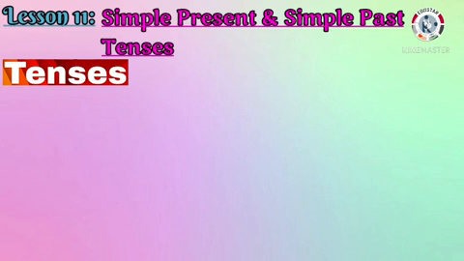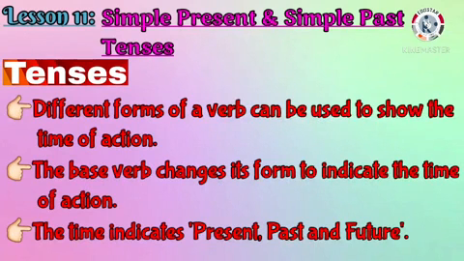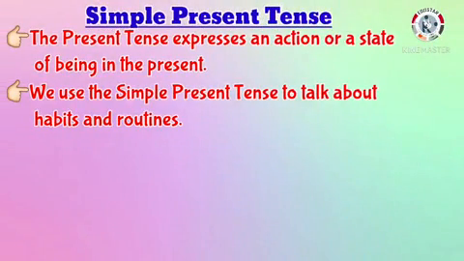What is tense? Tenses mean different forms of a verb can be used to show the time of action. The base verb changes its form to indicate the time of action. That is, the time indicates present, past and future. First, let's see the simple present tense. The present tense expresses an action or a state of being in the present.